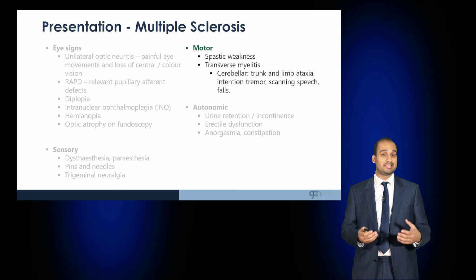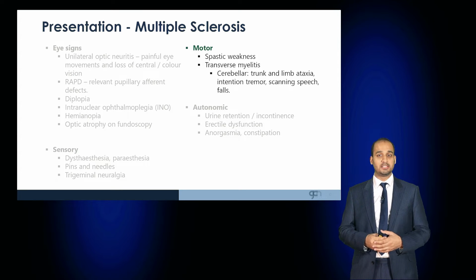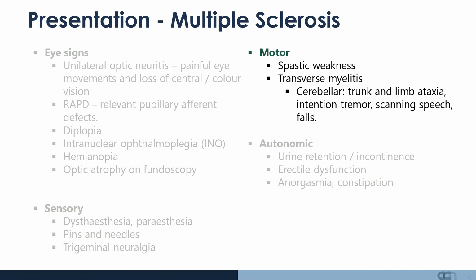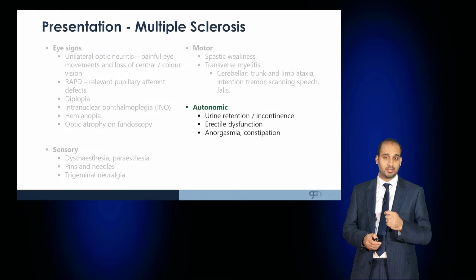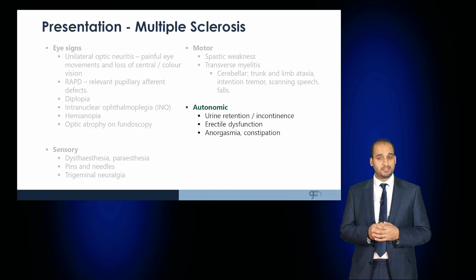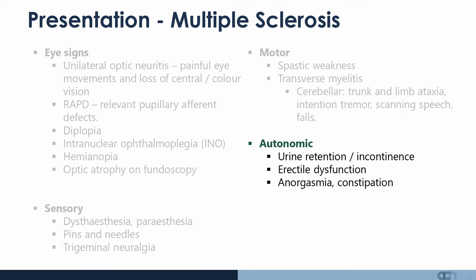Motor signs include spastic weakness, transverse myelitis, as well as cerebellar symptoms such as trunk and limb ataxia, intention tremor, scanning speech, and falls. Patients can also develop autonomic dysfunction with urinary retention or incontinence requiring self-catheterization, as well as erectile dysfunction, anorgasmia, and constipation.